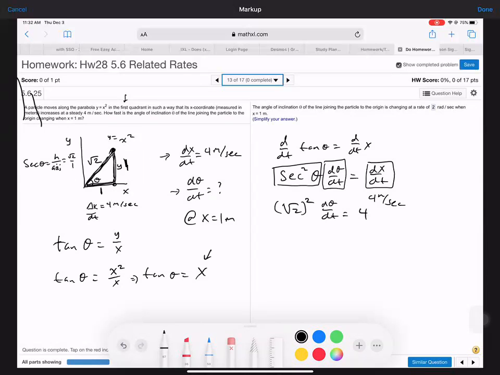Let's go ahead and solve it. We square it. That's going to be 2 d theta over dt equals 4. Divide both sides by 2. d theta over dt is equal to 2. Now be careful, if it's 2, this is in radians, right? Radians. So radians per second. And that's our answer that they wanted.